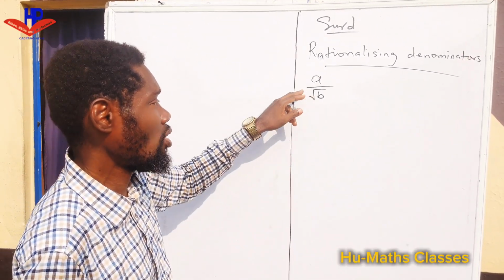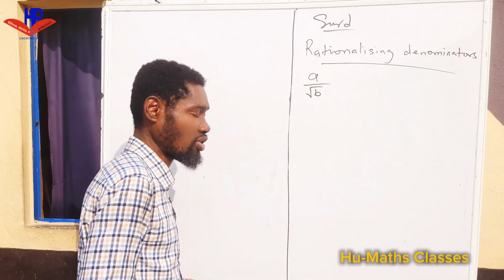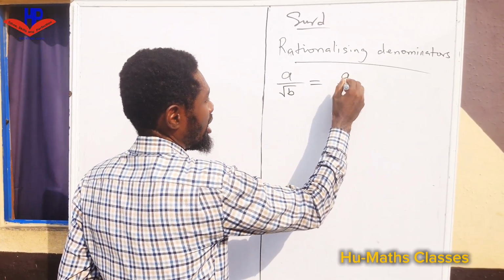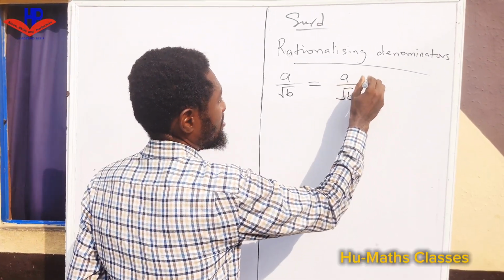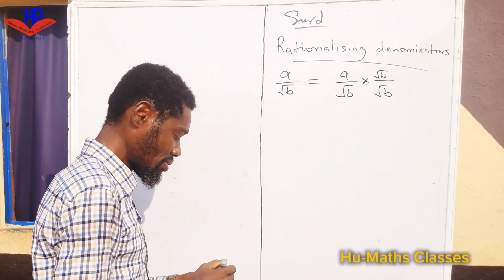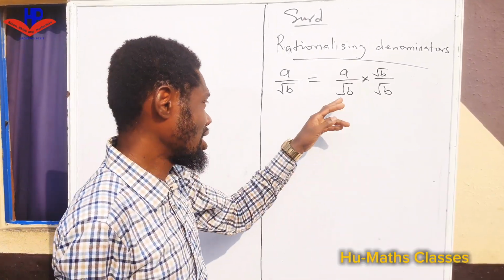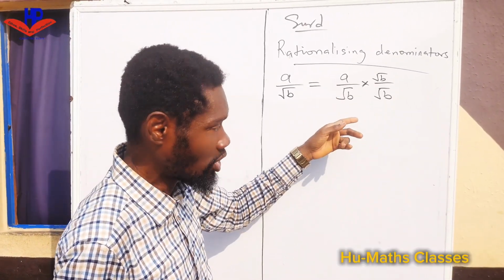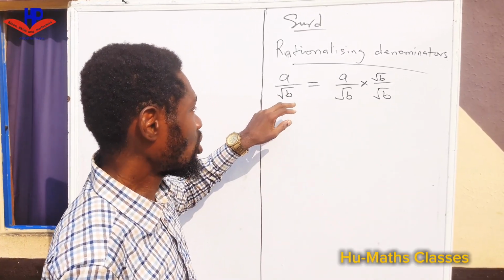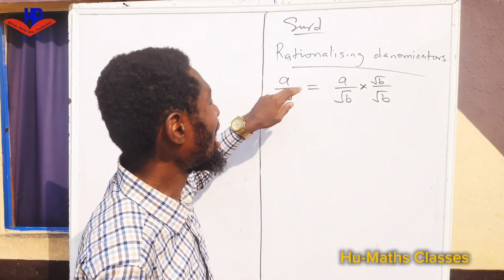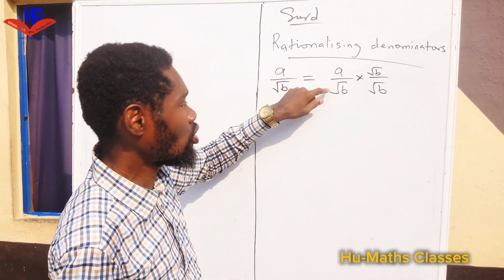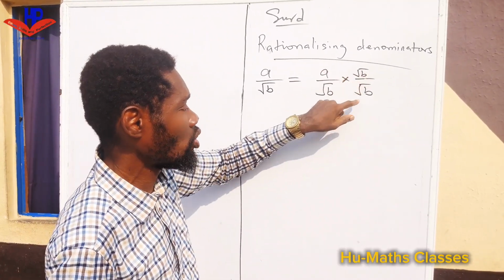So if you're given a over root b and you want to rationalize the surd, then it will be in the form a over root b times root b over root b. So you're multiplying the numerator and denominator by the denominator. To rationalize a over root b, you are going to multiply the numerator and the denominator by the denominator. So we have a over root b times root b over root b.